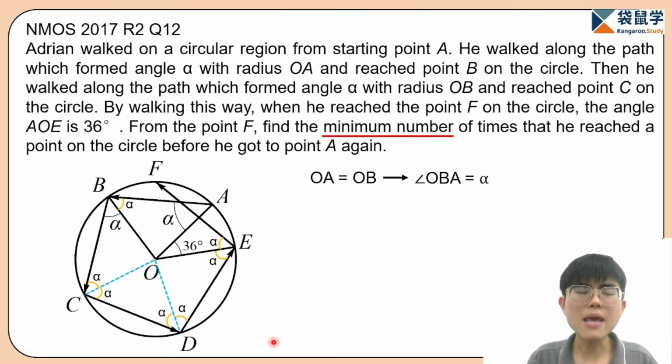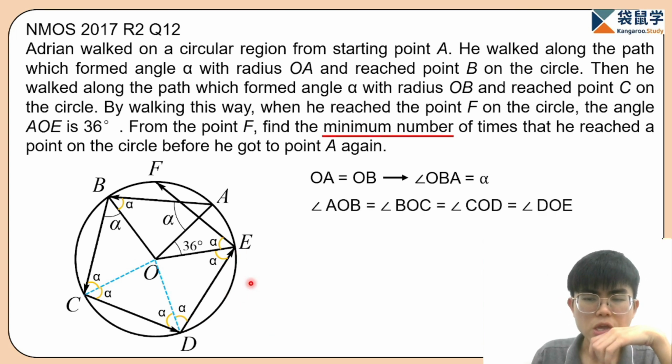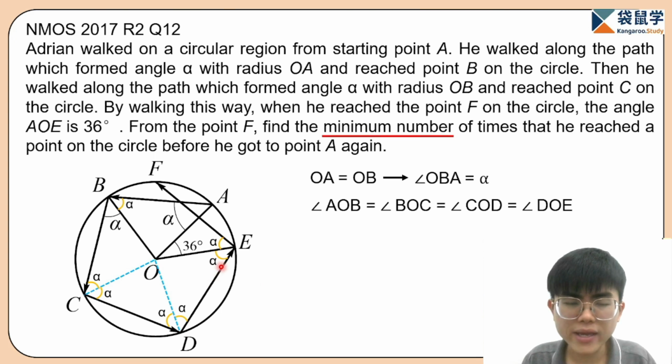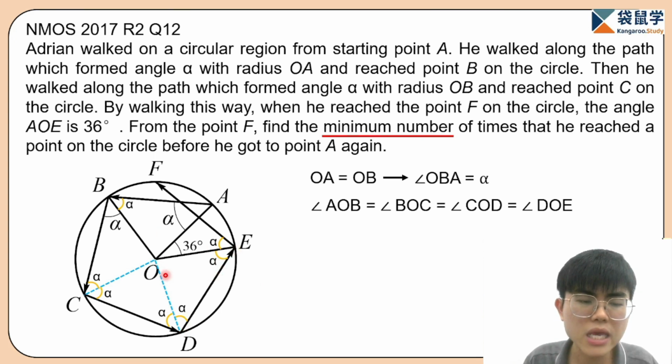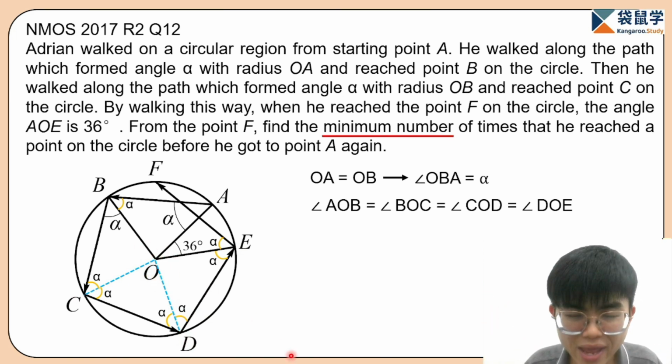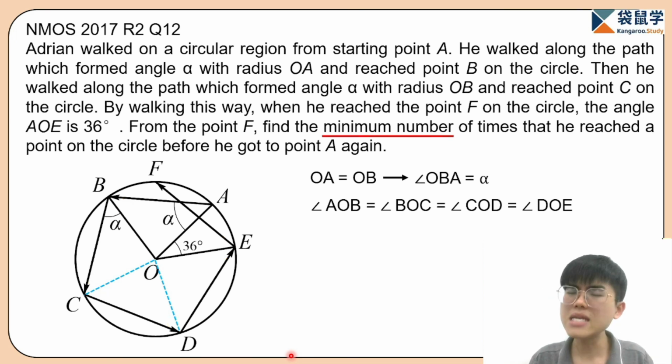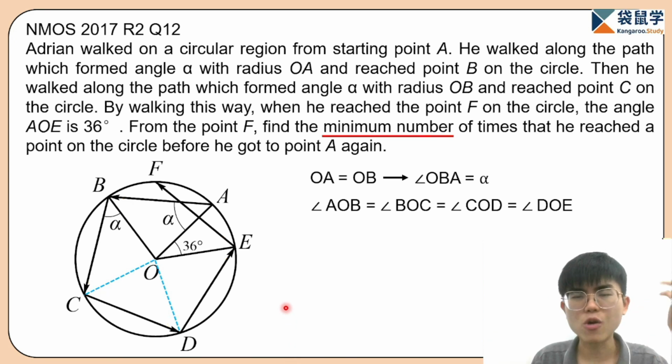Everyone, so now let me remove all the alpha first. So we know that all of the alpha here are the same, right? So we say that the angles in between, DOE, DOC, all of the angles in between here, are also the same, alright? Okay, so everyone, in this case, how are we going to calculate the angle? Any idea?